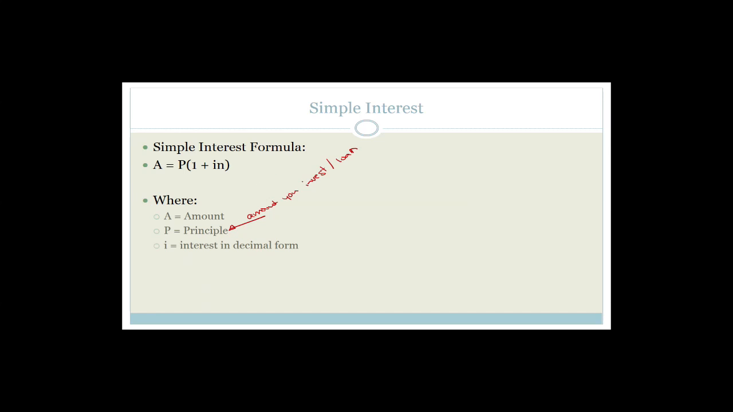Okay, I is your interest, and it's always in a decimal form. And N for you guys at the moment is number of years. Okay, we will get to a more complicated version of simple interest and compound interest where it's not just the number of years, but at the moment for this part of the lesson, it is the number of years.